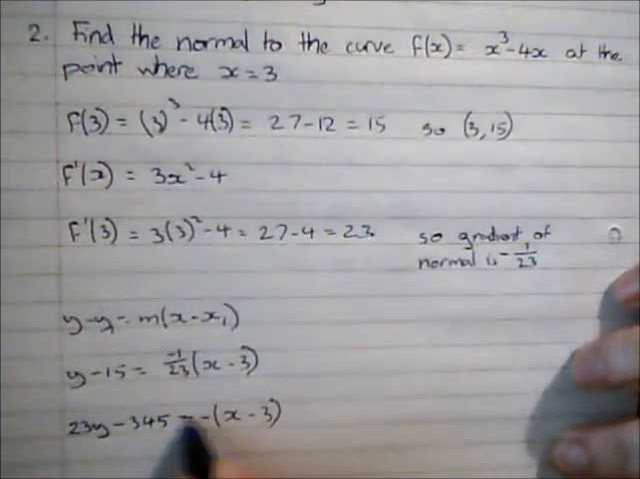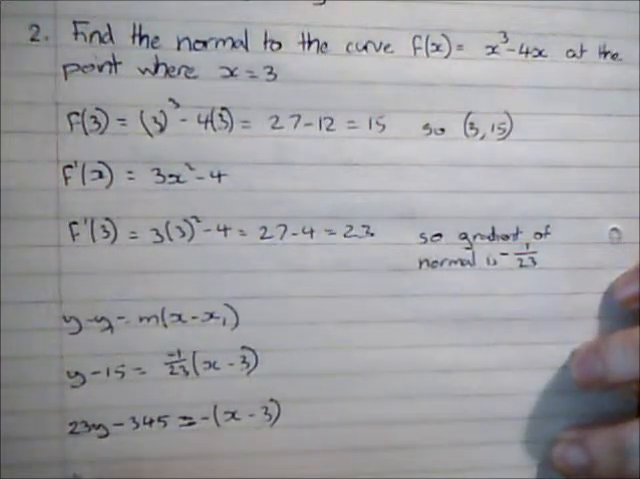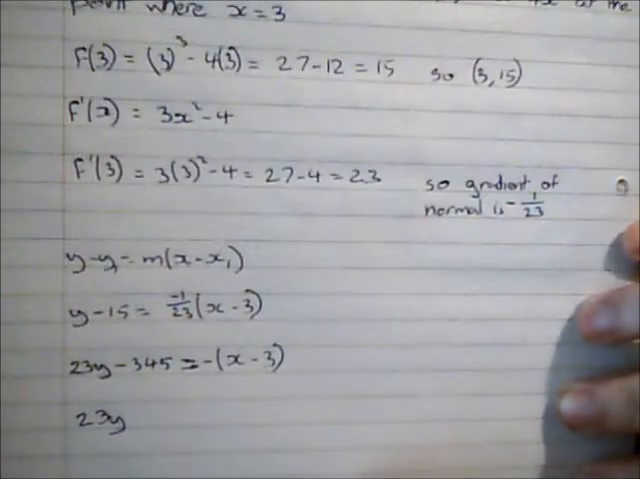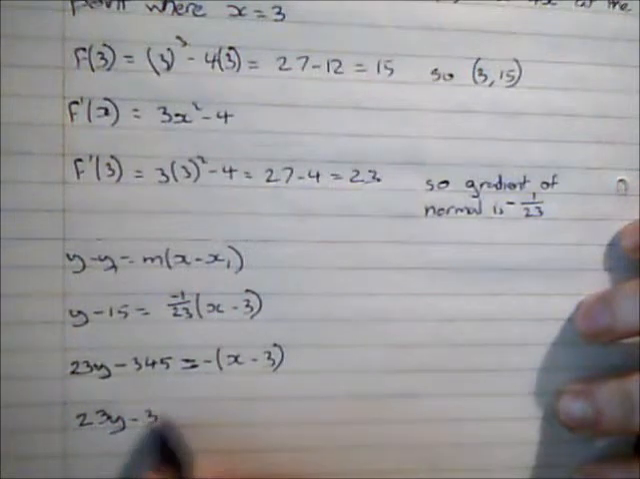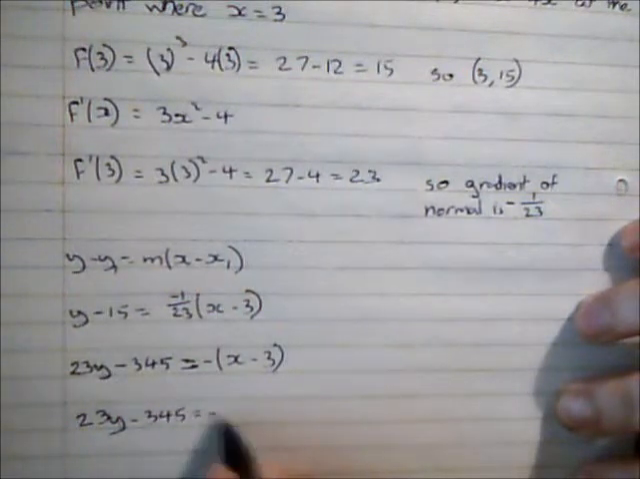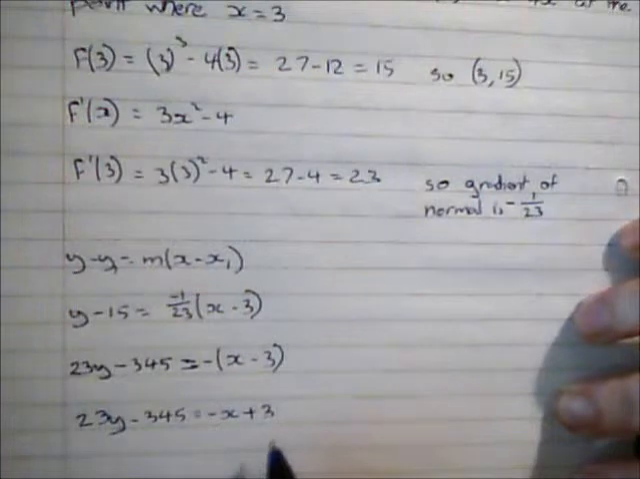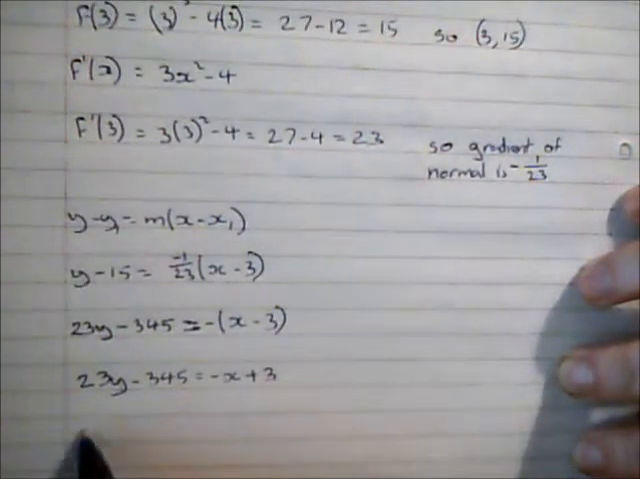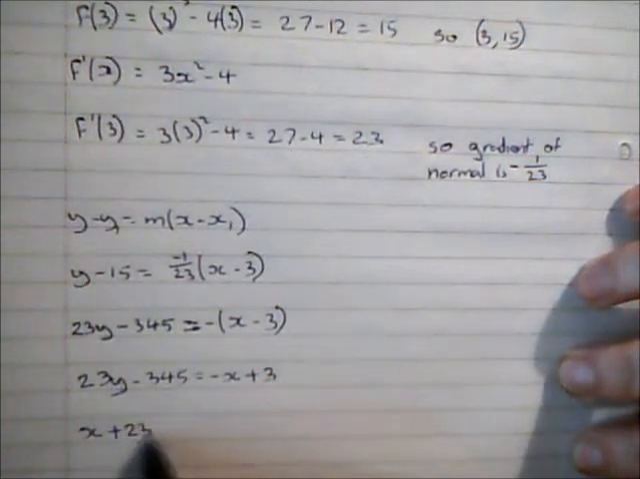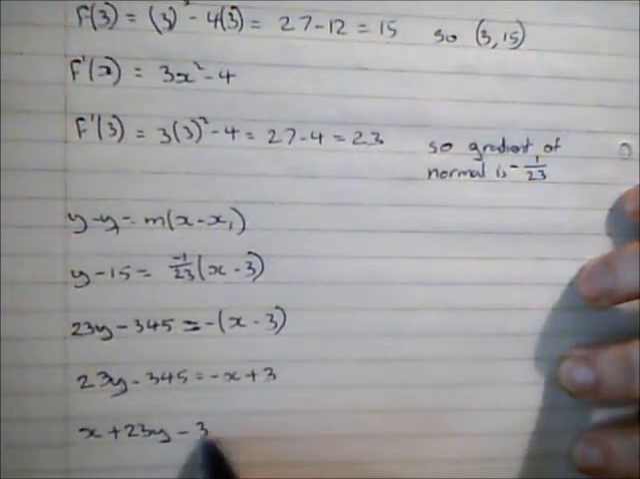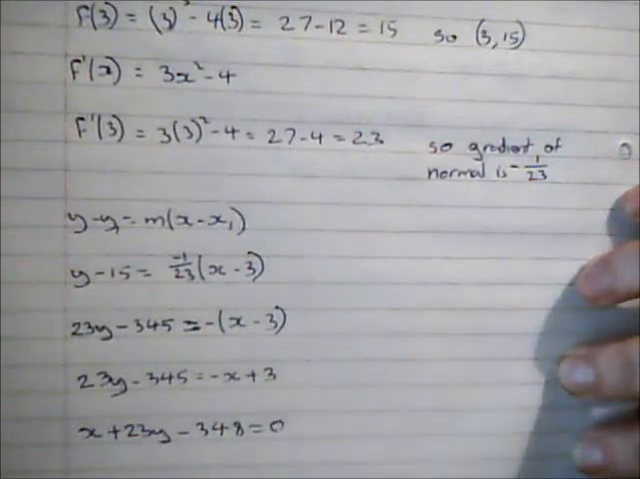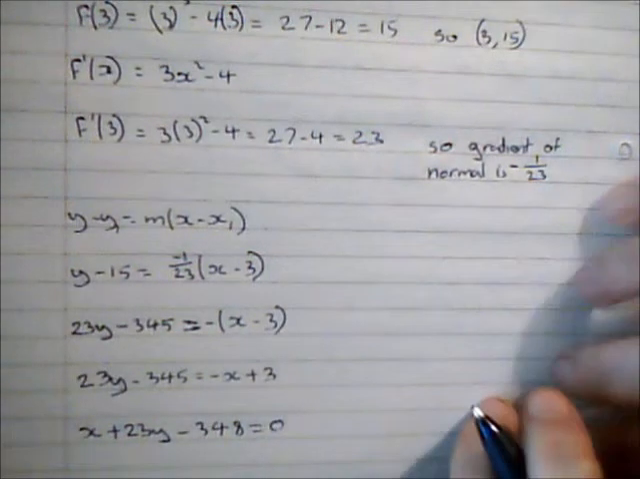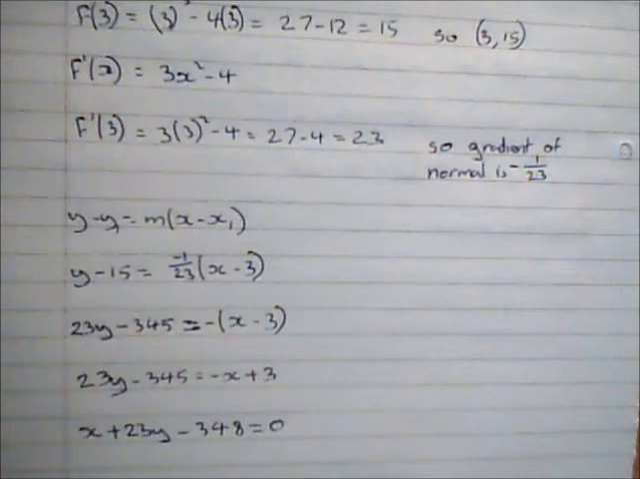So 23y, subtract 345 is equal to negative x, add 3, and I'm going to write it in the form x plus 23y subtract 348 equals 0. And this is the equation for the normal to the curve at the point where x was equal to 3.